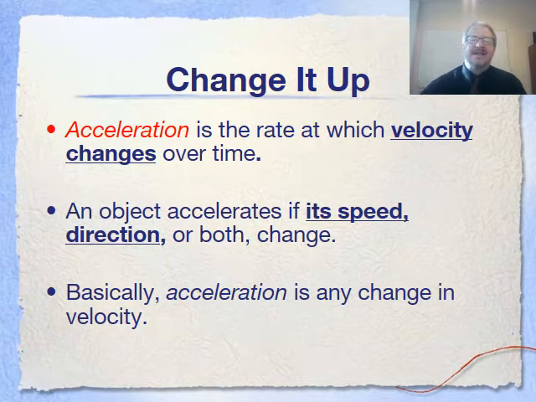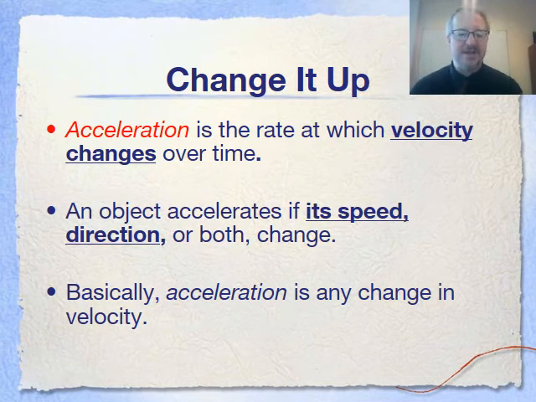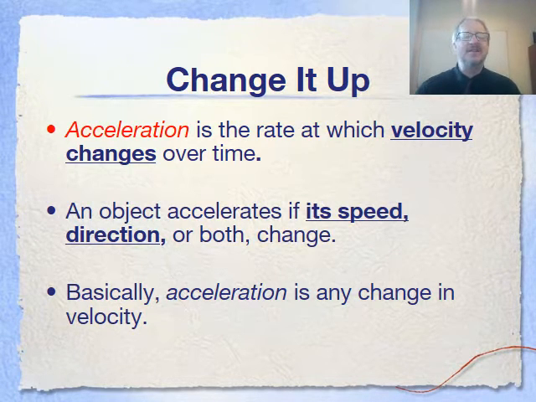All right, so acceleration is, as I said, the rate at which velocity changes over time. Now, there are some things to keep in mind. An object is considered to be accelerating if its speed changes or if its direction changes, or both. So if you have a satellite orbiting the Earth, it is always accelerating because it's always changing direction. Its speed may be staying the same, but because its direction is changing, it's considered to be accelerating.